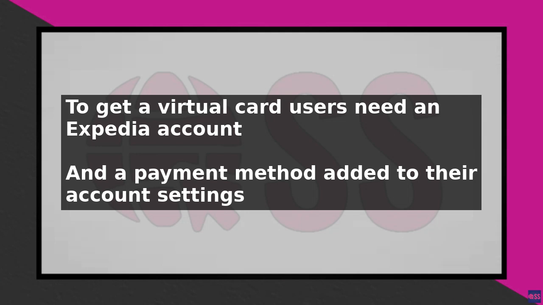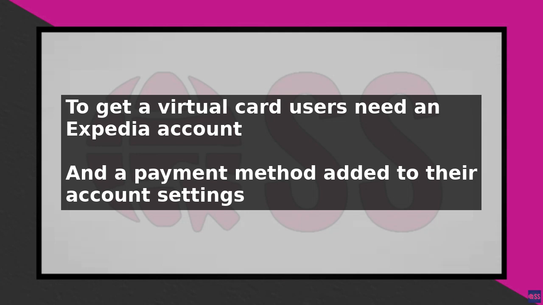Understanding the Expedia Virtual Card details. The Expedia Virtual Credit Card comes with a unique 16-digit card number, an expiration date, and a security code. The card details are displayed in your Expedia account and can be copied and used to make online transactions.